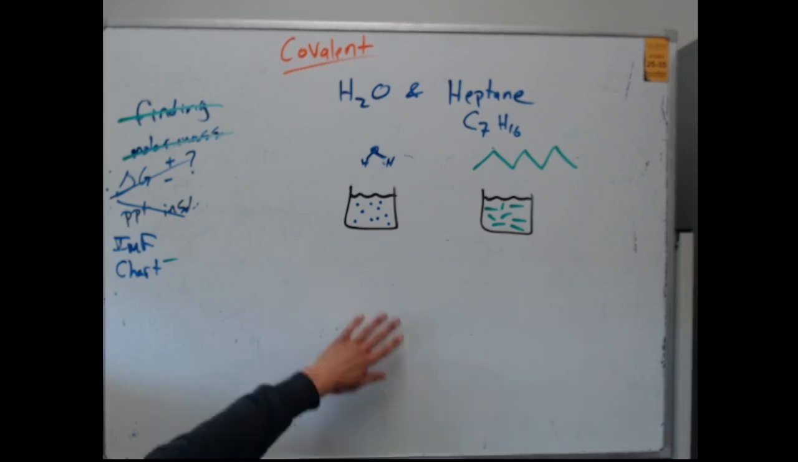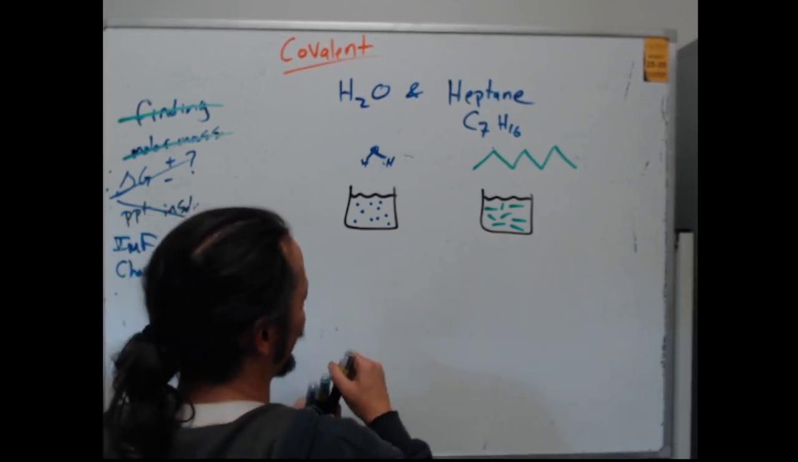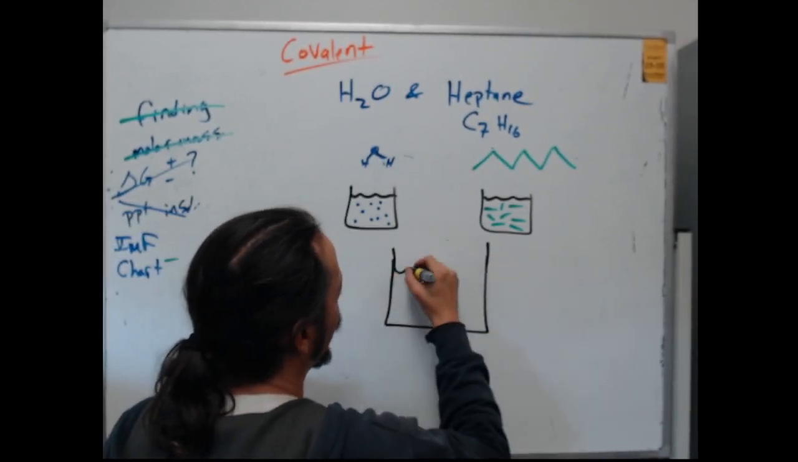Like this, the pure water and the pure heptane, they have some entropy, right? Those molecules can tumble around in different directions. They have some ways they can rearrange. But if I mix them together, I need a bigger container to mix them because it's 2 solutions.